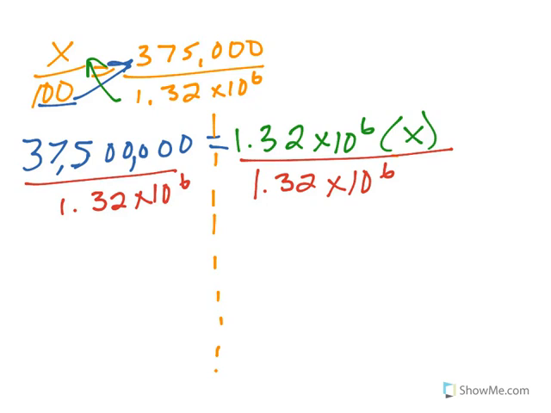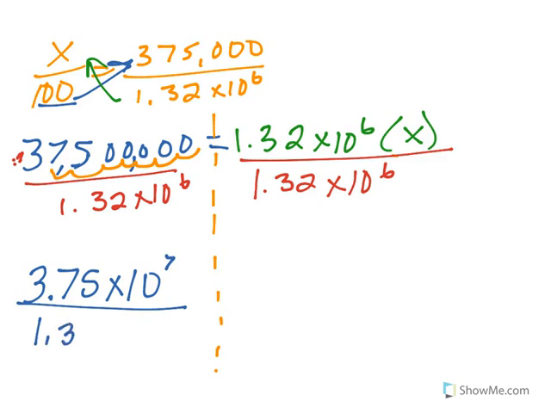Now, it might be a little bit easier if our numerator on this side is in scientific notation. So I'm going to go ahead and change. I know I'm going to have a 3.75 because I need my first number to be between 1 and 10. And 1, 2, 3, 4, 5, 6, 7. So, times 10 to the 7th, divided by 1.32 times 10 to the 6th. And this is going to give us our value of x.